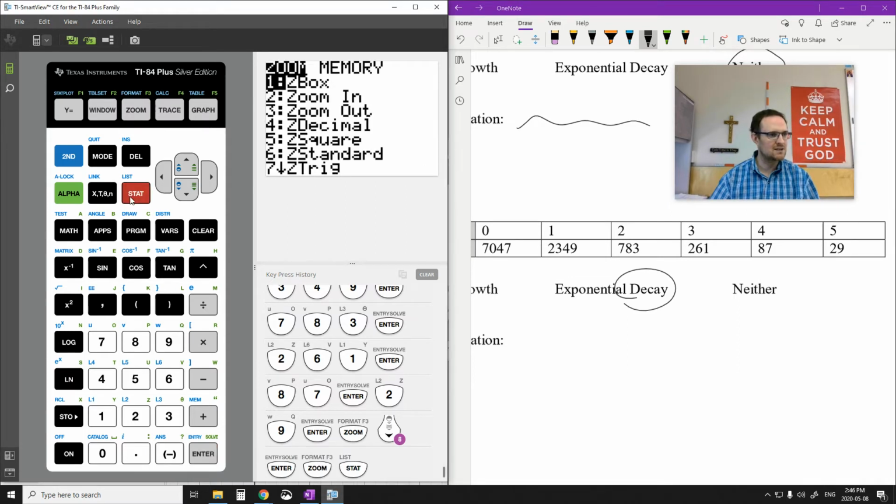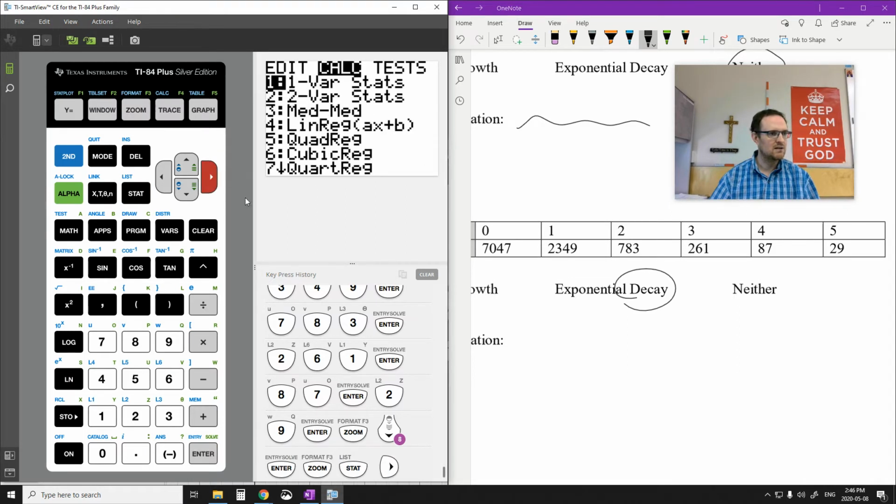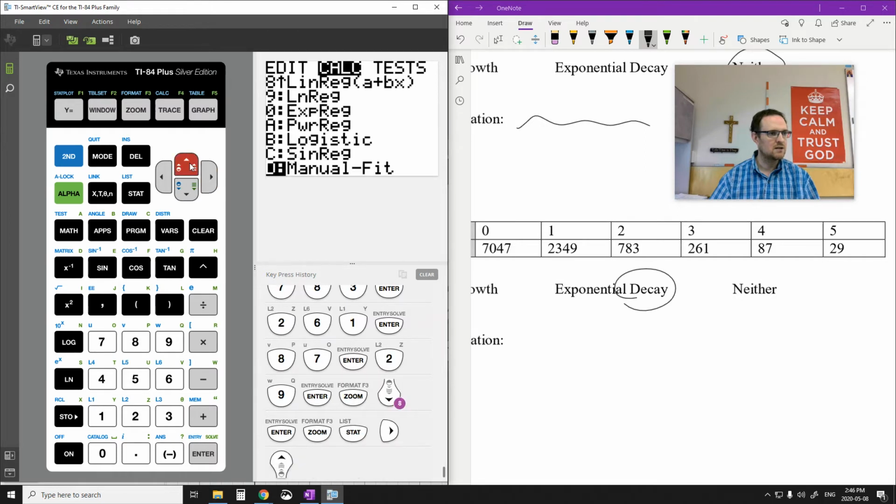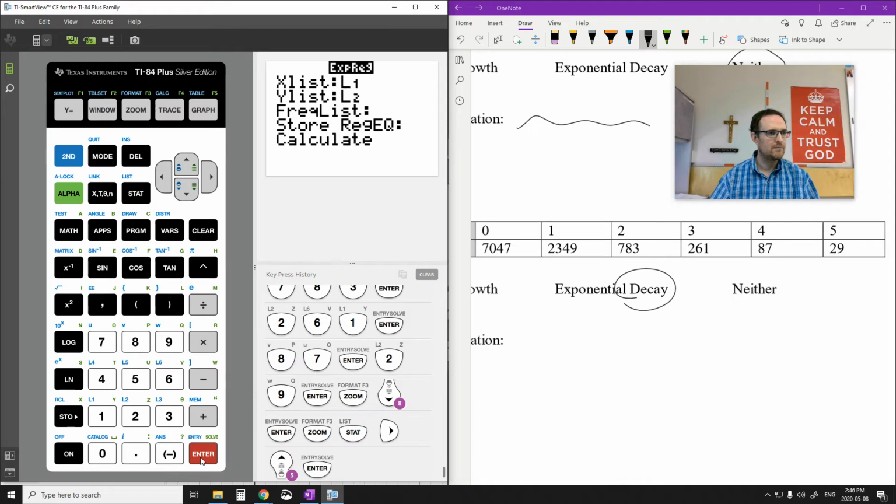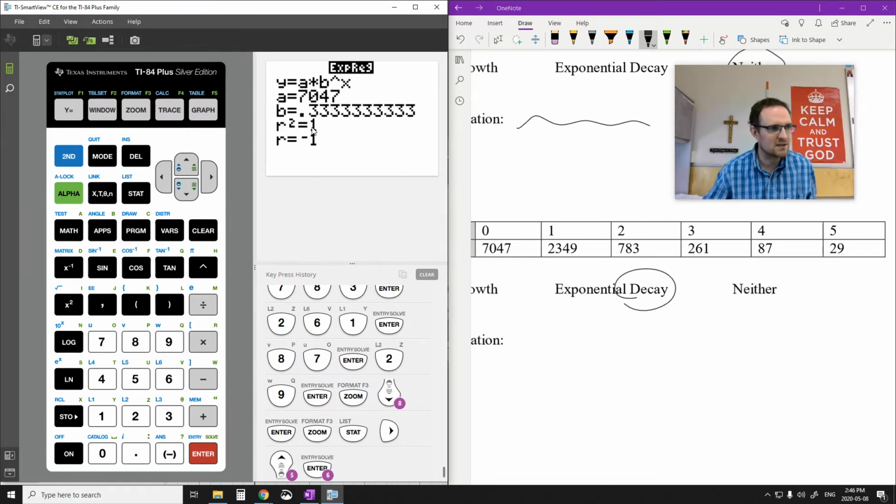So I'm going to go to stat, over to calc. I'm going to do the exponential regression, so number 0 here. Enter, enter, enter. Now, I don't need to see the equation to determine what it is. I'm just going to go calculate. The r squared is perfectly 1. It gives us this b value of 0.3 repeating.